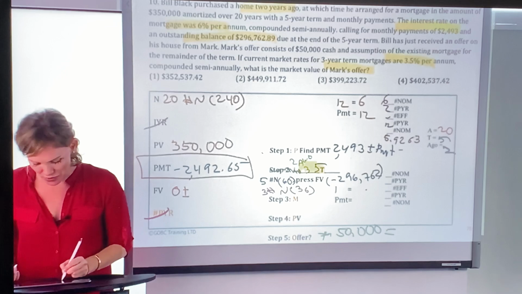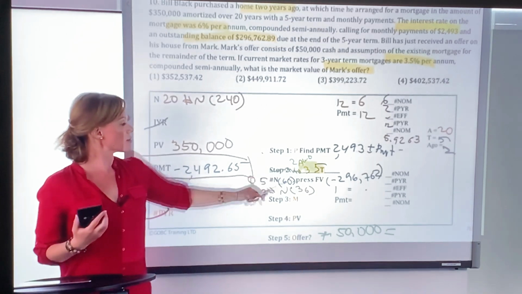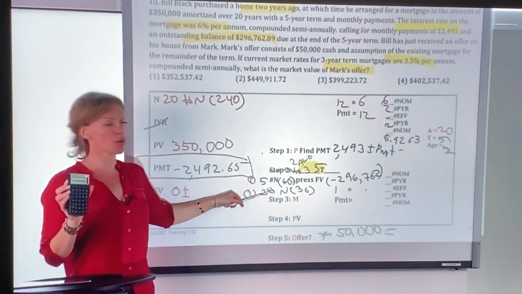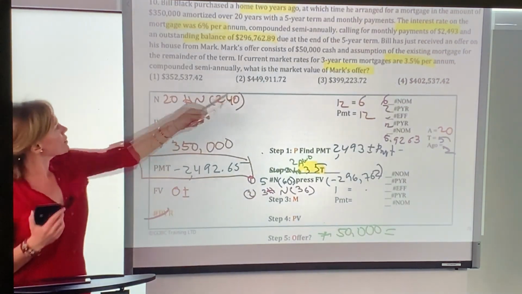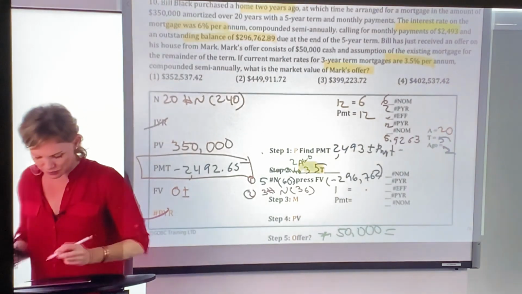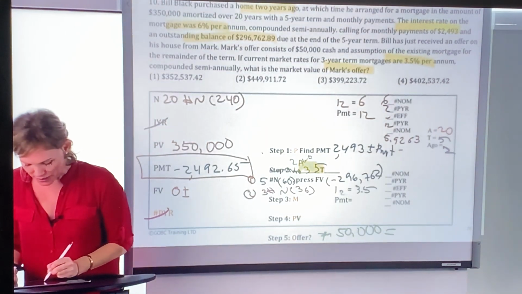And when you see 36, you stop. Okay? So step number 2 is only done when you've done 2 parts on the timeline. Next one. Step number 3, your second market rate, which is 3.5 compounded semi-annually. Payments are monthly.